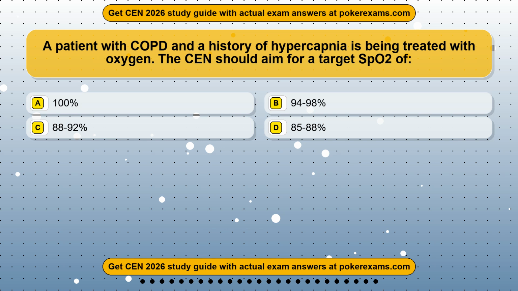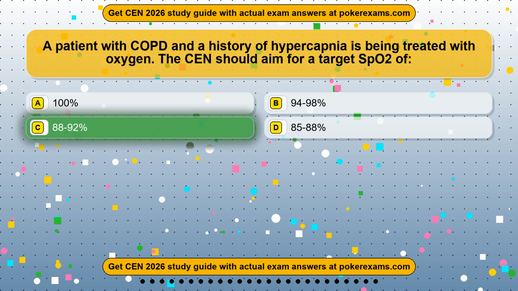Question 1. A patient with COPD and a history of hypercapnia is being treated with oxygen. The CEN should aim for a target SpO2 of Option A, 100%; Option B, 94 to 98%; Option C, 88 to 92%; Option D, 85 to 88%. The correct answer is Option C, 88 to 92%.